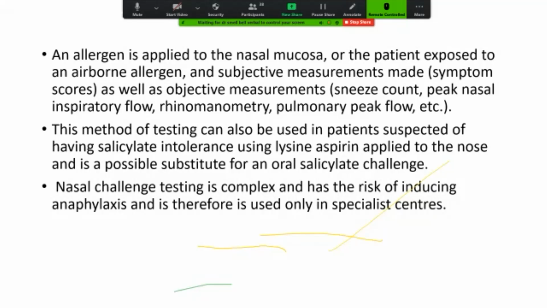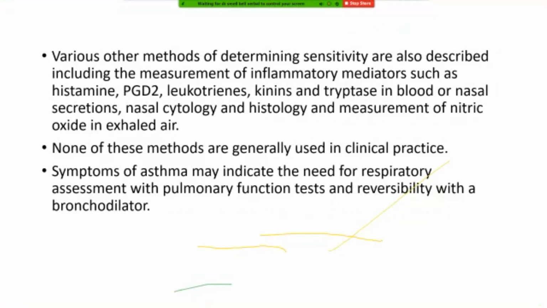Other methods of determining sensitivity are also described, including the measurement of inflammatory mediators such as histamine, prostaglandin D2, leukotrienes, kinins, and tryptase in blood or nasal secretions. Nasal cytology and histology, and measurement of nitric oxide in exhaled air. None of these methods are generally used in clinical practice. Symptoms of asthma may indicate the need for respiratory assessment with pulmonary function tests and reversibility with a bronchodilator.